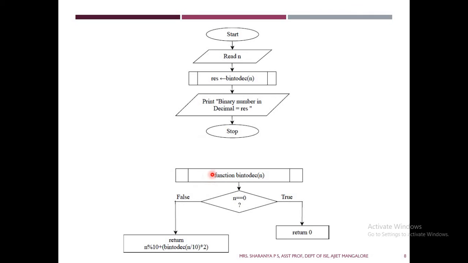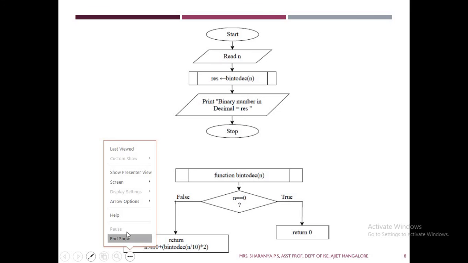Now, coming to the function binary to decimal with the value n, we check two conditions. Whether n is equivalent to 0, then it returns 0. If it is false, it needs to compute n mod 10 plus binary to decimal of n by 10 into 2. This is once again a function. So, we can represent this in the function representation as well. This is how we can convert the given binary value to its corresponding decimal value.